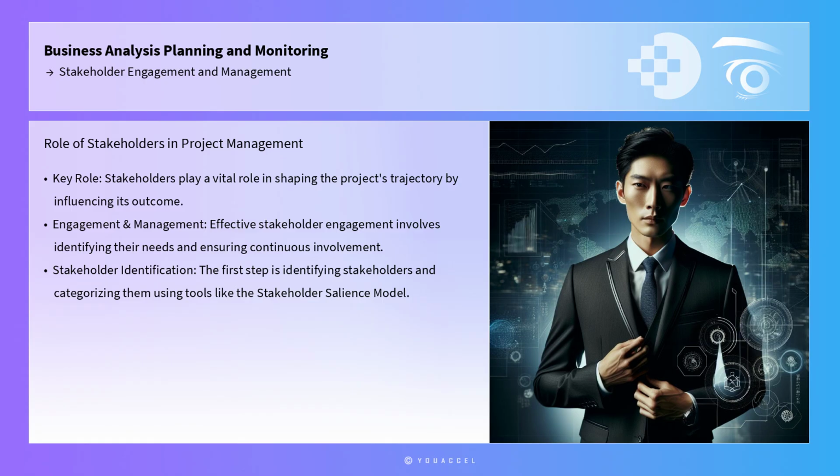Stakeholders, defined as individuals or groups with an interest in the project's outcome, play a vital role in shaping the project's trajectory. Effective stakeholder engagement and management involve identifying stakeholders, understanding their needs and expectations, and ensuring their continuous involvement throughout the project lifecycle. The first step in stakeholder management is identifying and categorizing stakeholders using a tool like the Stakeholder Salience Model, which classifies stakeholders based on their power, legitimacy, and urgency. This model helps prioritize stakeholders, ensuring that the most influential ones receive the appropriate level of attention and engagement.